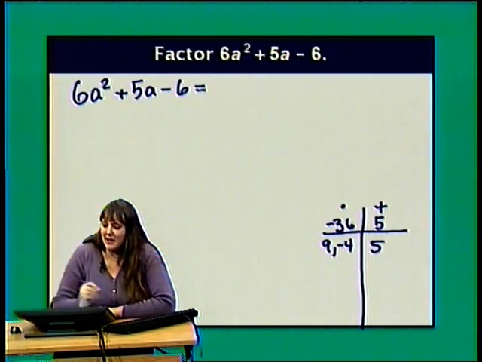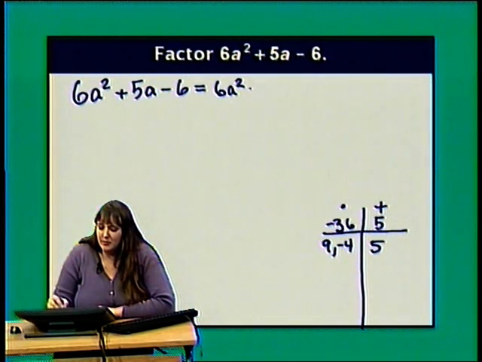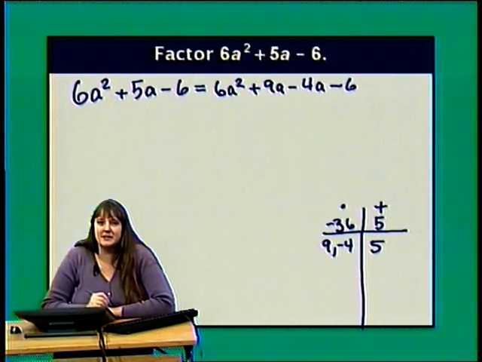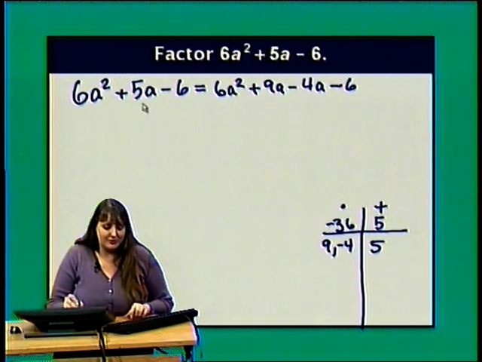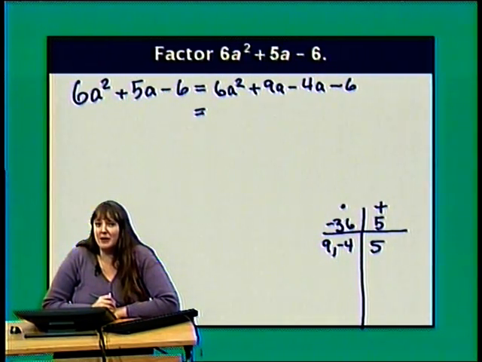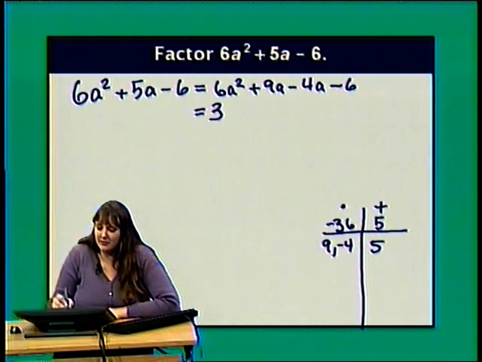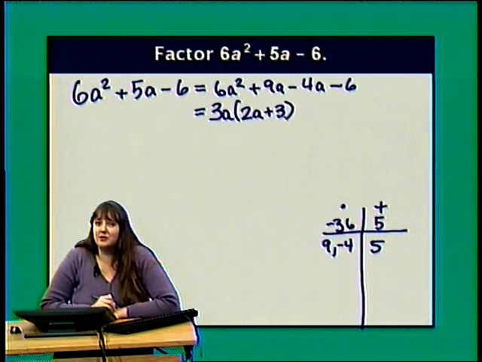So I'm going to break up that 5a as 9a minus 4a. So I have 6a squared plus 9a minus 4a minus that constant of 6. 9a minus 4a gives me the 5a. So far, so good. Now I want to look for common factors in my pairs of terms. Looking at the first two terms, 6a squared and 9a have a common factor of 3a. Factoring out 3a leaves behind 2a plus 3. Looking at the last two terms, negative 4a and negative 6, 4 and 6 have 2 in common.